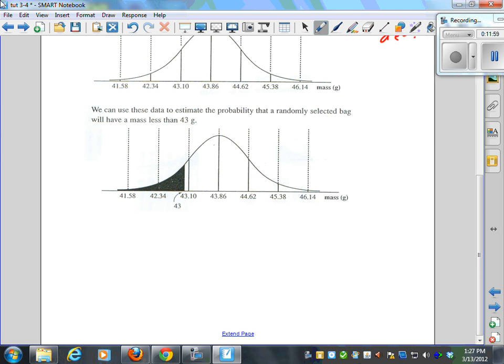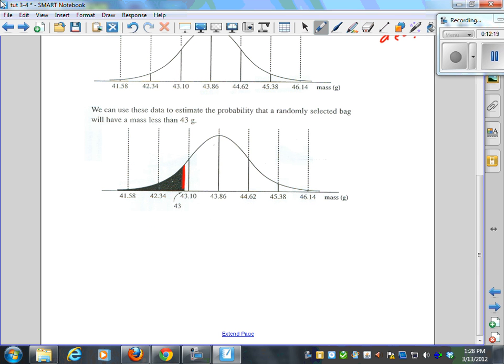Based on what I told you yesterday, you can't calculate the shaded value. This is the mu right here. This is -1 standard deviation. This is -2 standard deviations. You can't calculate that because you don't know what percents to add together, do you? Okay, so the way to do that is to convert it to a z-score.